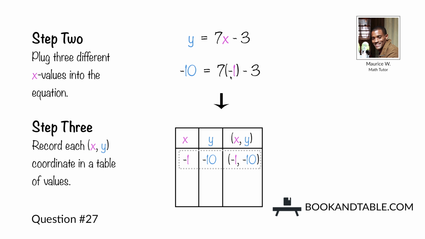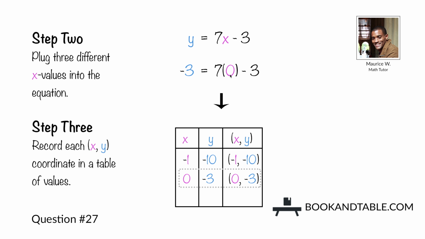So when you plug in negative 1 for x, you get 7 times negative 1, which is negative 7. Negative 7 minus 3 is equal to negative 10. So when x is negative 1, y is negative 10. So that's the first coordinate we record.